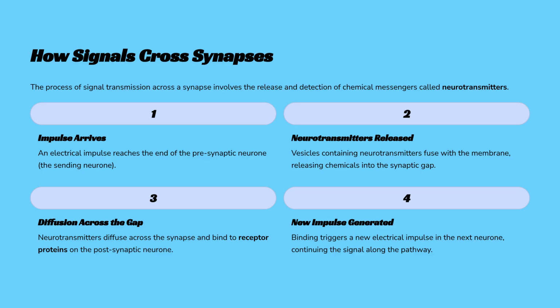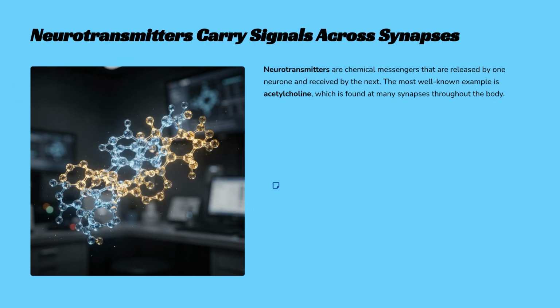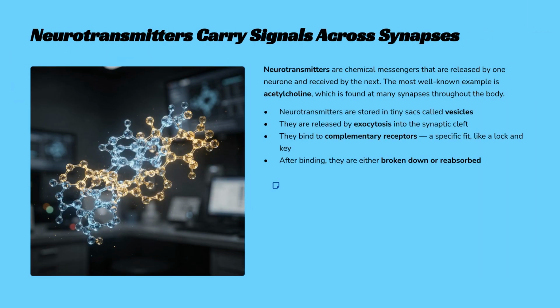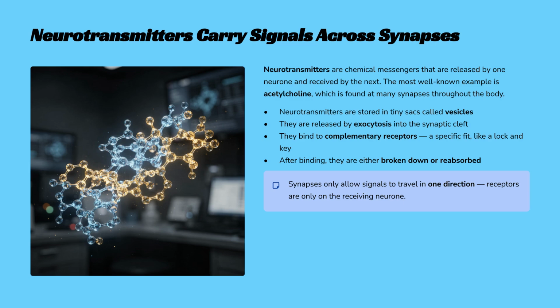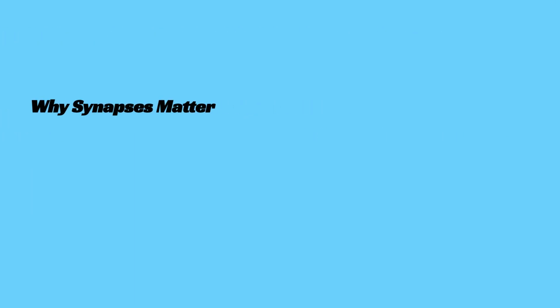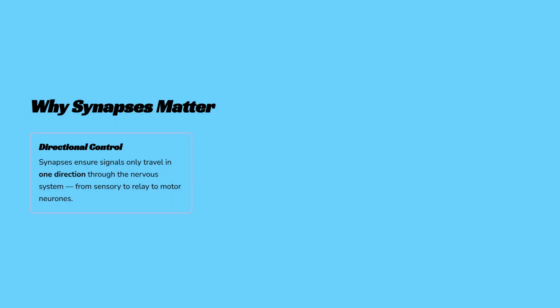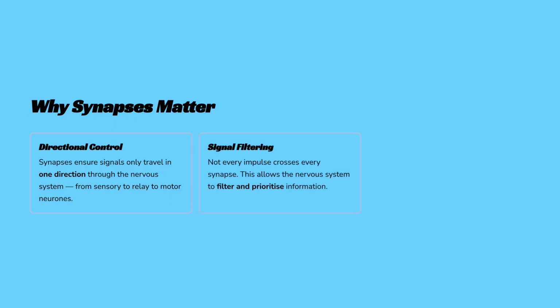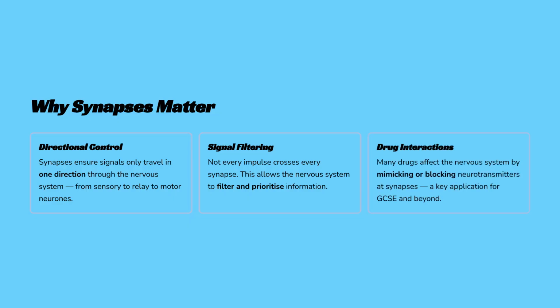These chemicals diffuse across the gap, bind to receptors on the next neuron, and generate a new electrical impulse to continue the signal. Neurotransmitters carry the signal chemically. They are stored in vesicles, released into the gap, and bind to complementary receptors on the receiving neuron. Synapses only allow signals to travel in one direction. Synapses are important because they ensure directional control of the signal pathway. They also allow for signal filtering and prioritization. Additionally, synapses are the site where many drugs interact with the nervous system.